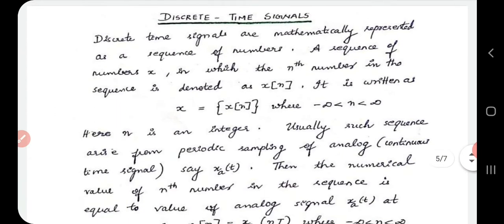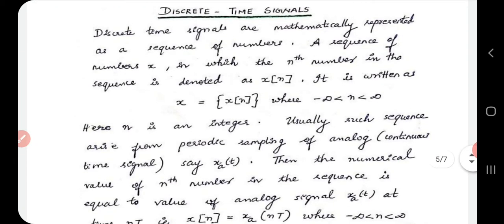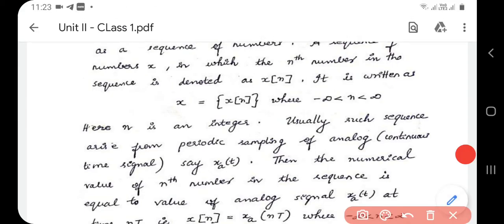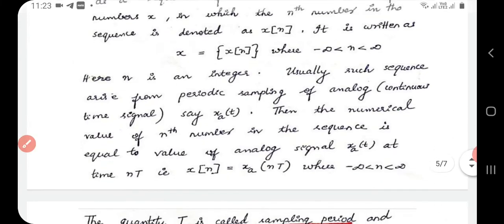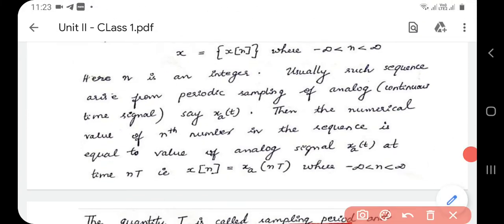Now in detail we will see discrete time signals. Just now we have said a discrete time signal is represented as a sequence of numbers. Let that sequence be represented by the letter x. Now the nth number in that sequence will be x[n]. Now how do you get a discrete time signal? A discrete time signal is obtained by the periodic sampling of a continuous time signal or analog signal.